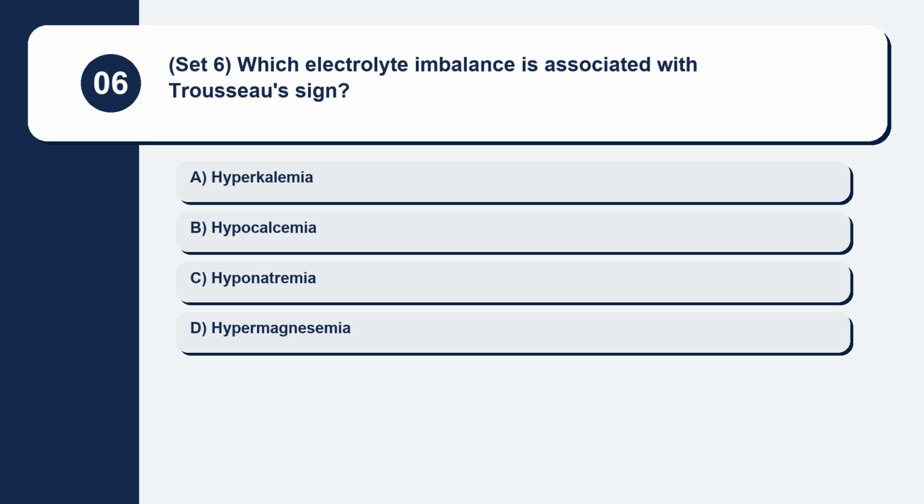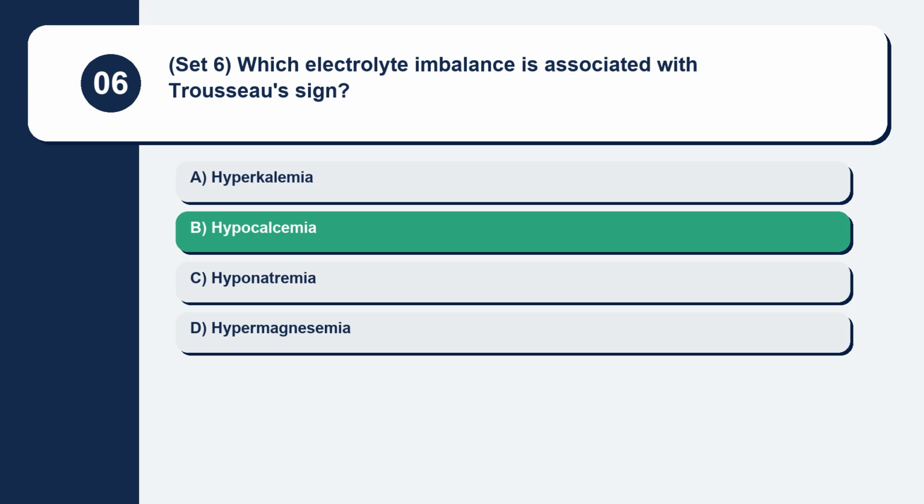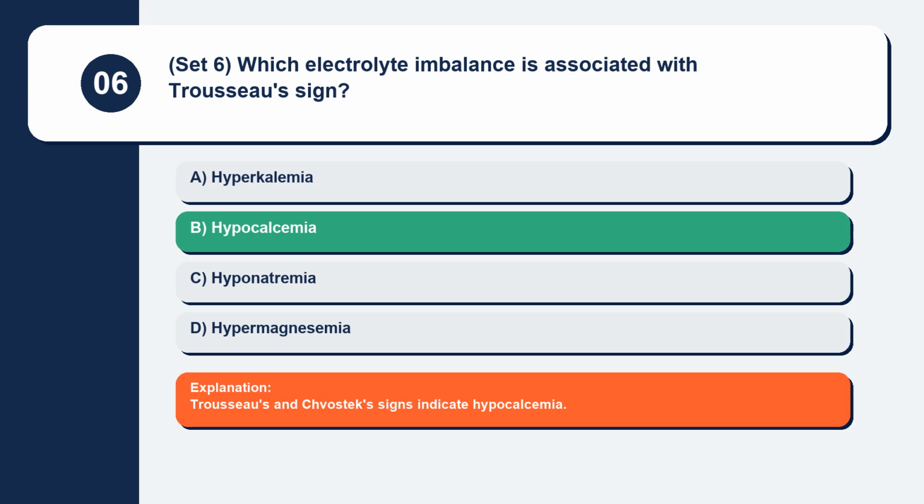Question 6. Set 6. Which electrolyte imbalance is associated with Trousseau's sign? Hyperkalemia, hypocalcemia, hyponatremia, hypermagnesemia. Trousseau's and Chvostek's signs indicate hypocalcemia.